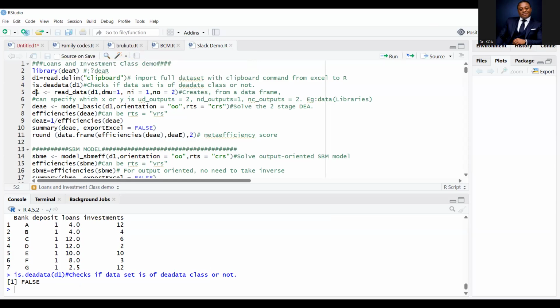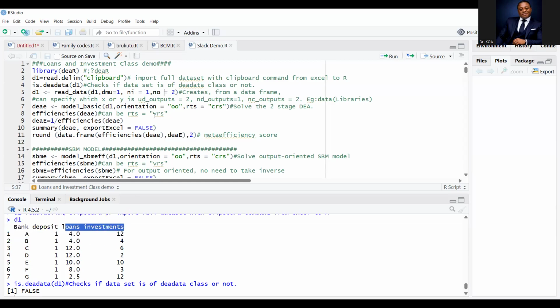So we now rewrite the name of the data set and say, this time I want you to reuse the function called read_data and ensure that inside this data frame, the first column is the DMU name. So DMU equals 1 means that's the first column. Even though the column name is bank, it doesn't matter. You can just make it DMU1. NI should be the number of inputs. And in our case, the number of inputs, as you can see, is deposit, that's 1. And then NO is the number of outputs. So you check the number of outputs is loans and investment, that's 2 outputs.